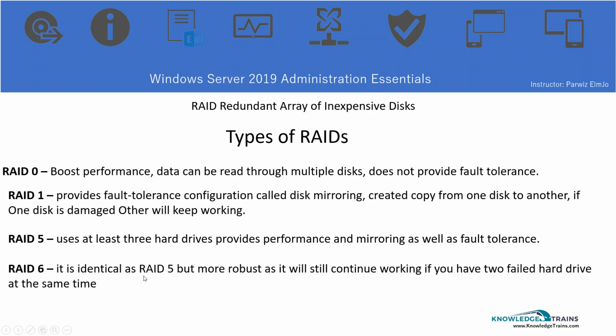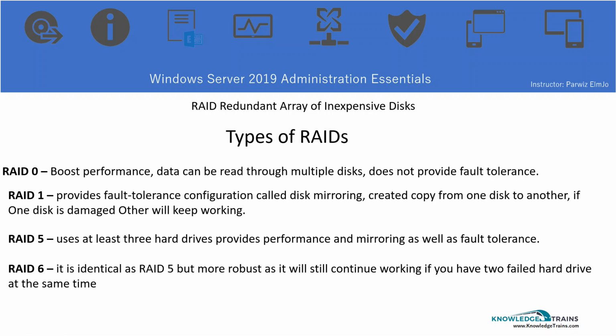RAID 6 is identical to RAID 5, but it is more robust. In RAID 5, if you have three hard drives and two of them go down, that's a problem. But in RAID 6, even if two hard drives fail at the same time, the other one will take care of the data, so you will still have access to your data. That is a good thing about RAID 6.